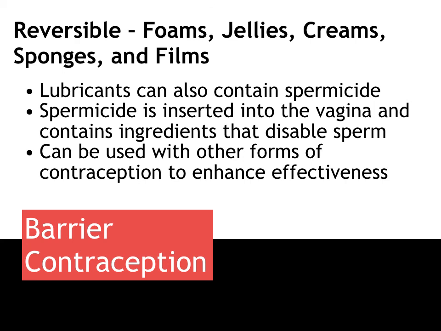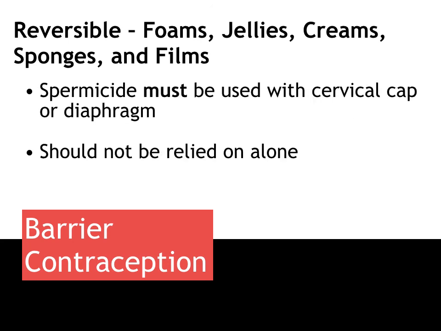We already briefly talked about this as well, but other reversible methods that act more as barrier contraception are things like foams, jellies, creams, sponges, and films. You can also have lubricants that contain spermicide. Spermicide is inserted into the vagina, potentially used with other barrier contraceptives, and contains ingredients that disable sperm. We talked about spermicide being used with the cervical cap or diaphragm, which confers some additional protective benefit. Spermicide must be used with the cervical cap or diaphragm for effectiveness. They should not be relied on alone overall, but there are different forms or preparations of spermicide.